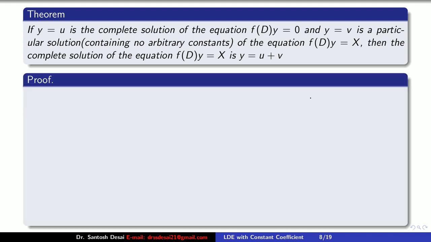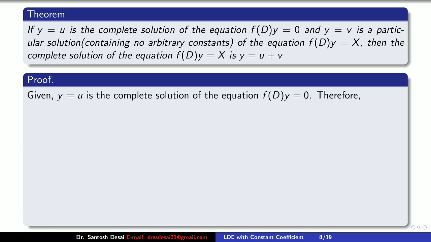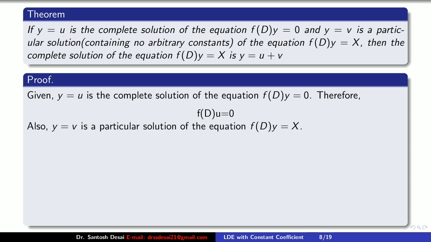Now for this, here it is given that y is equal to u is the complete solution of equation f(D) y is equal to 0. So therefore u must satisfy this equation. Thus we get f(D) u is equal to 0. Again it is given that y is equal to v is a particular solution of equation f(D) y is equal to X. So therefore v also satisfies this equation. Thus we get f(D) v is equal to X.